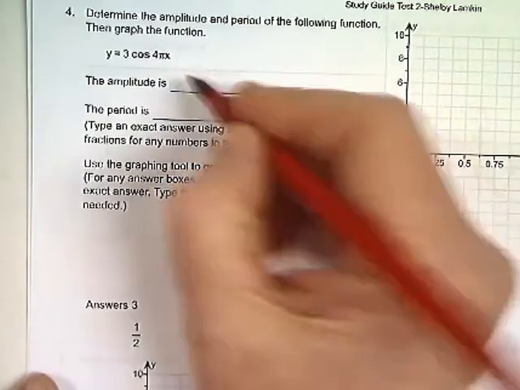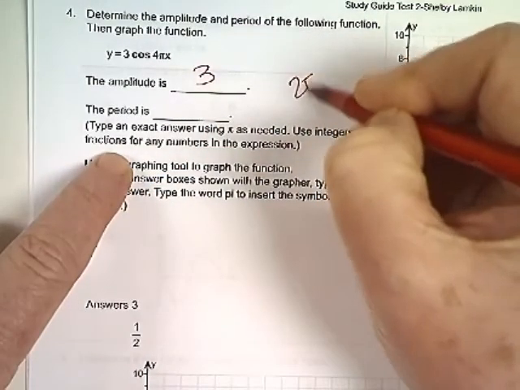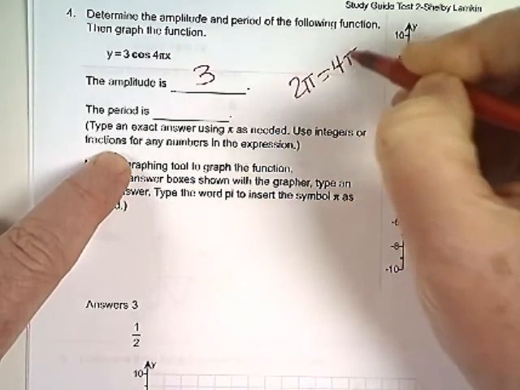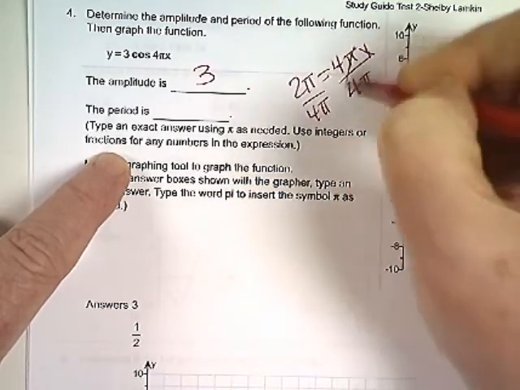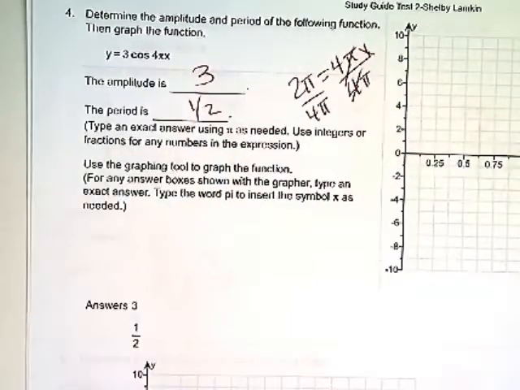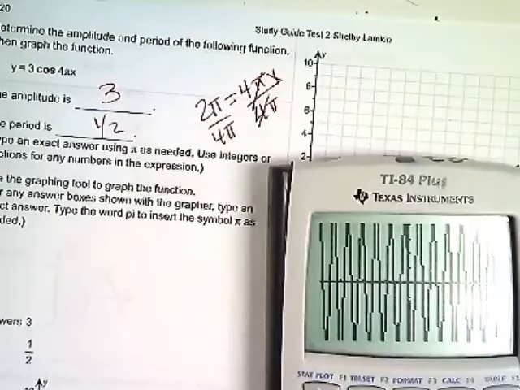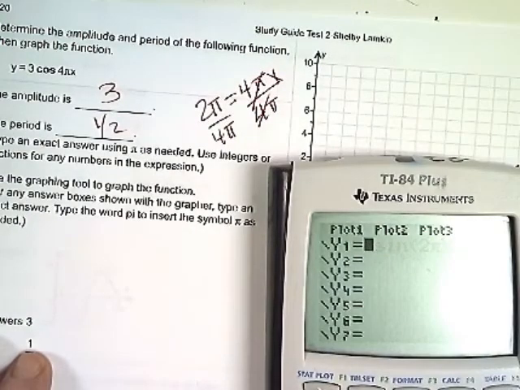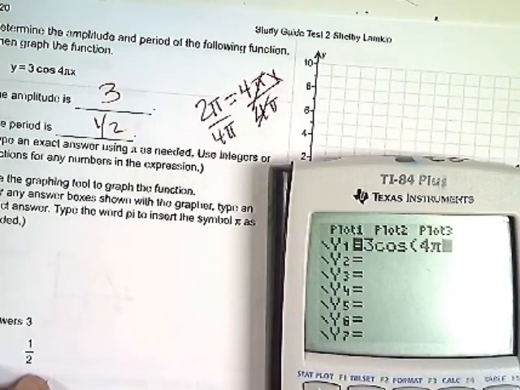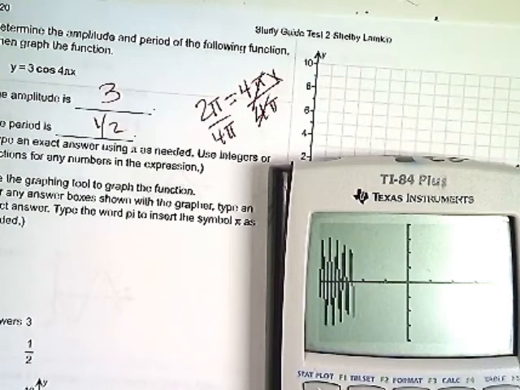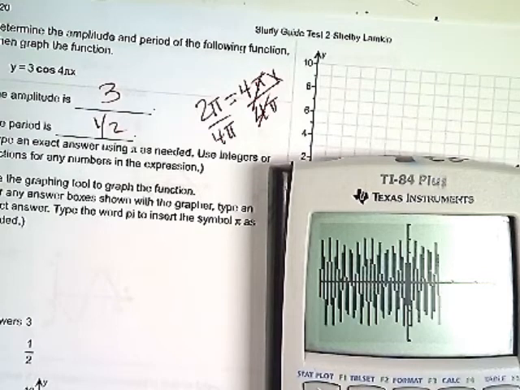The next one, amplitude is 3, the period, going to solve for x. So this is 1/2. You're going to choose cosine. I'm going to put this in here. 3 cosine 4 pi x, graph. It's very busy. Maybe we need to set our window.